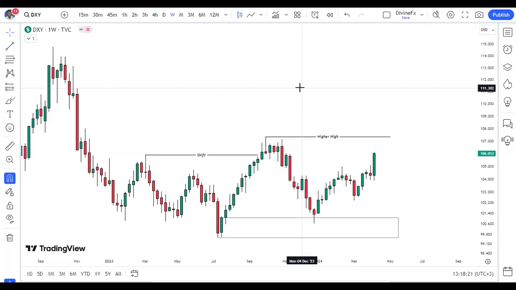Hello traders, hopefully everyone is doing great. It has been a while since I shared this kind of information, that is, the weekly market breakdown or the analysis for the coming week.